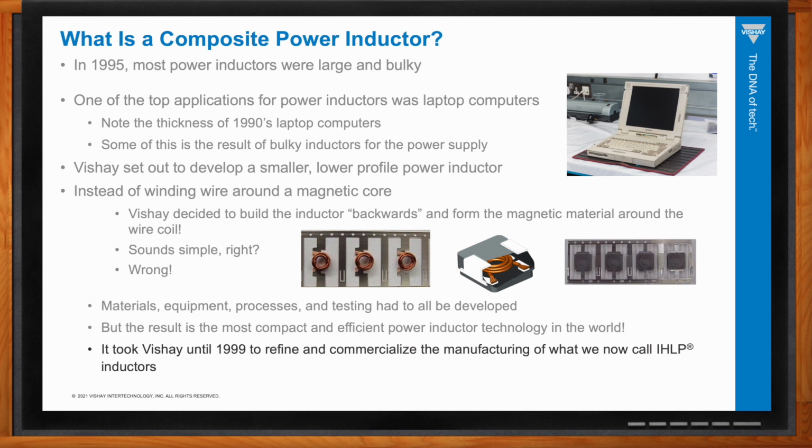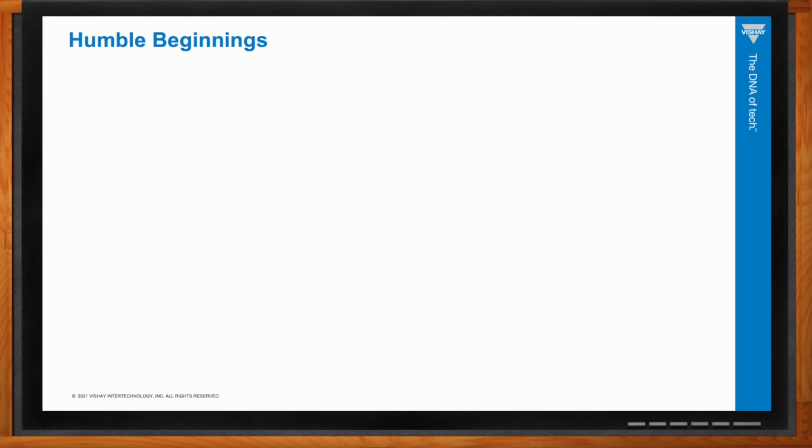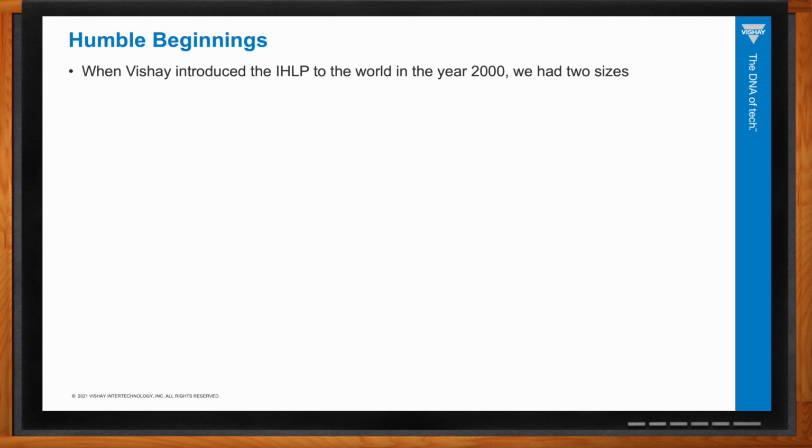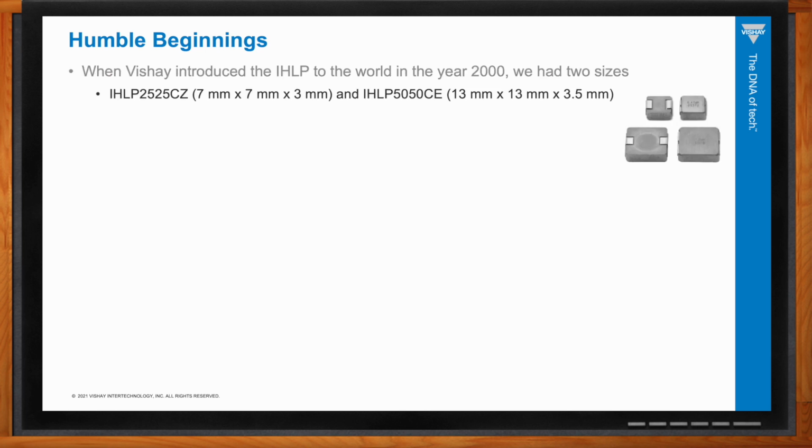Fantastic. Now, as you said, these power inductors have evolved over time. How does what is offered today compare with the first composite power inductors released on the market? Well, they had very humble beginnings. When Vishay first introduced the IHLP in the year 2000 to the market, we had two different sizes. We had what we call our IHLP 2525CZ and our IHLP 5050CE. And this was a 7 millimeter by 3 millimeter product and a 13 by 13 by 3.5 millimeter product. So there were only these two sizes available when we first released them.